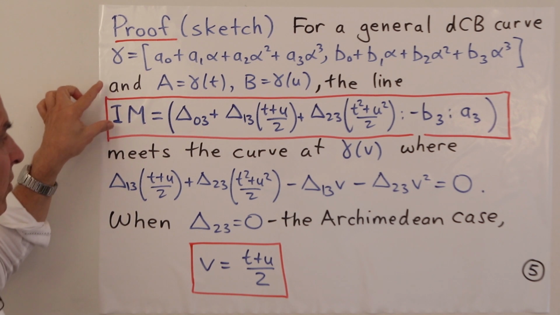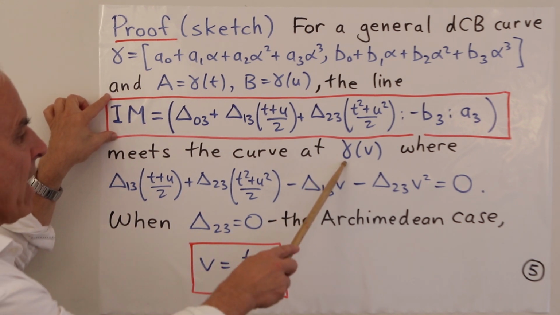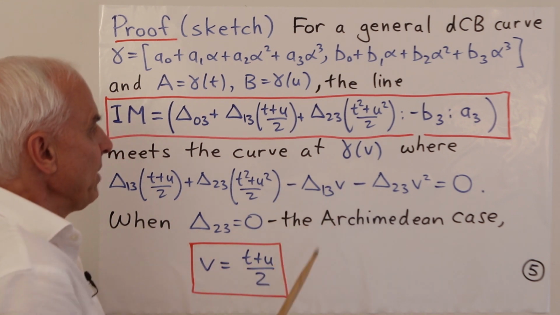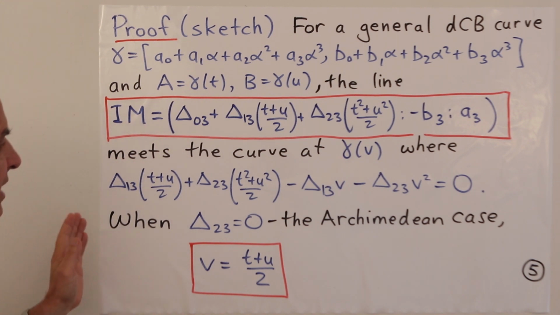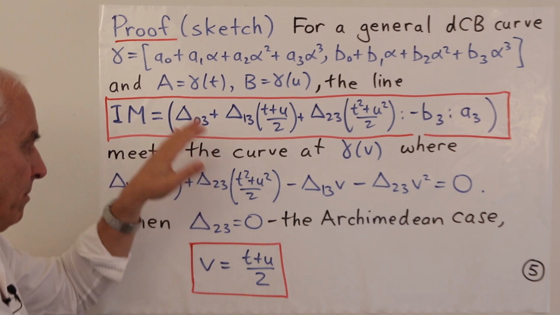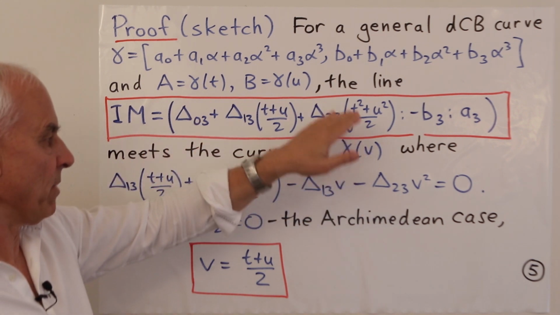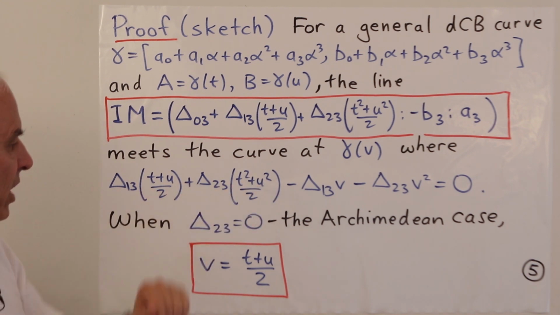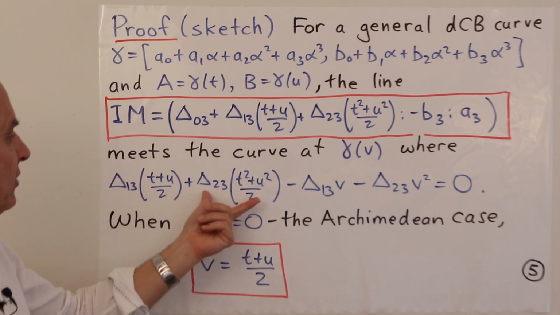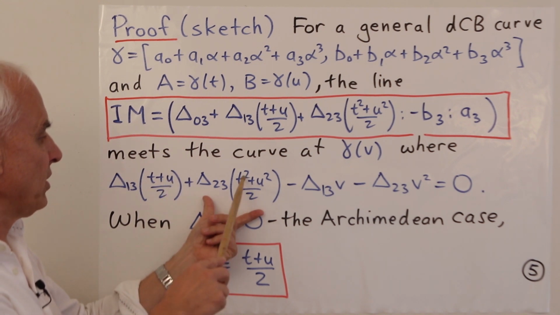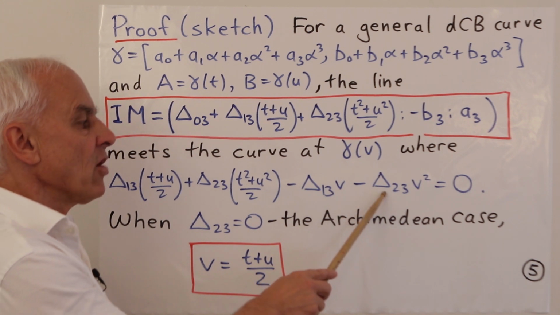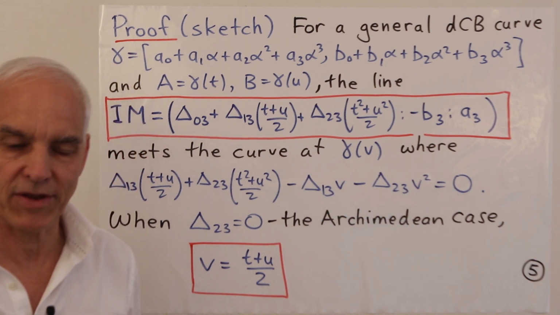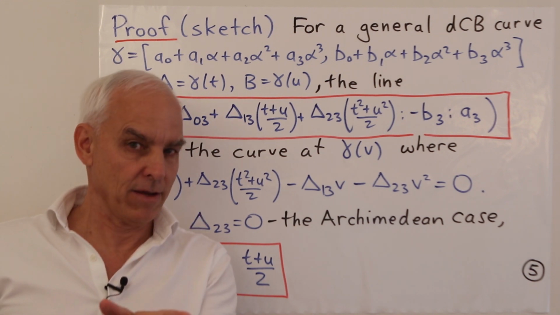In any case, in general, this thing here meets the curve gamma of v. So if you let v be a third parameter and ask when does this line meet this point, well, then you see you have a quadratic equation in v. Just write down what it means for this point to be incident with this line, and you get this equation involving delta 1,3 again, delta 2,3, some t plus u over 2, t squared plus u squared over 2, and minus delta 1,3 v, and minus delta 2,3 v squared equals 0. That's a quadratic equation for v.